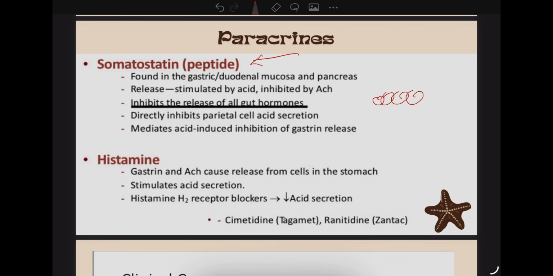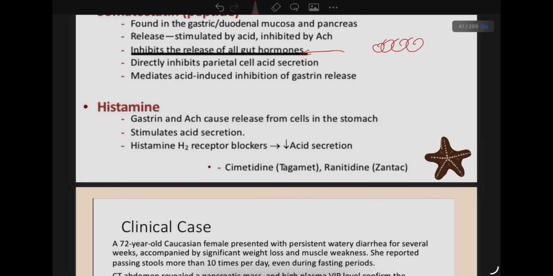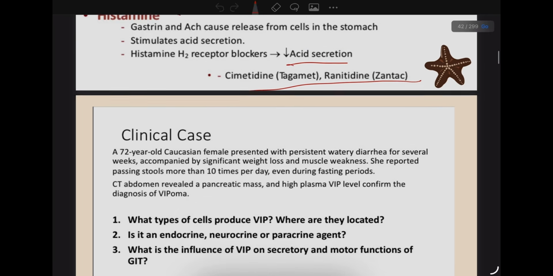We will see that later again. But I just want you to remember what it inhibits: gastrin, CCK, secretin. All of these are inhibited by somatostatin. Okay? Histamine basically is similar to gastrin in effect, increases acid secretion. And these guys inhibit it. We will also be talking about that in P5, I think.